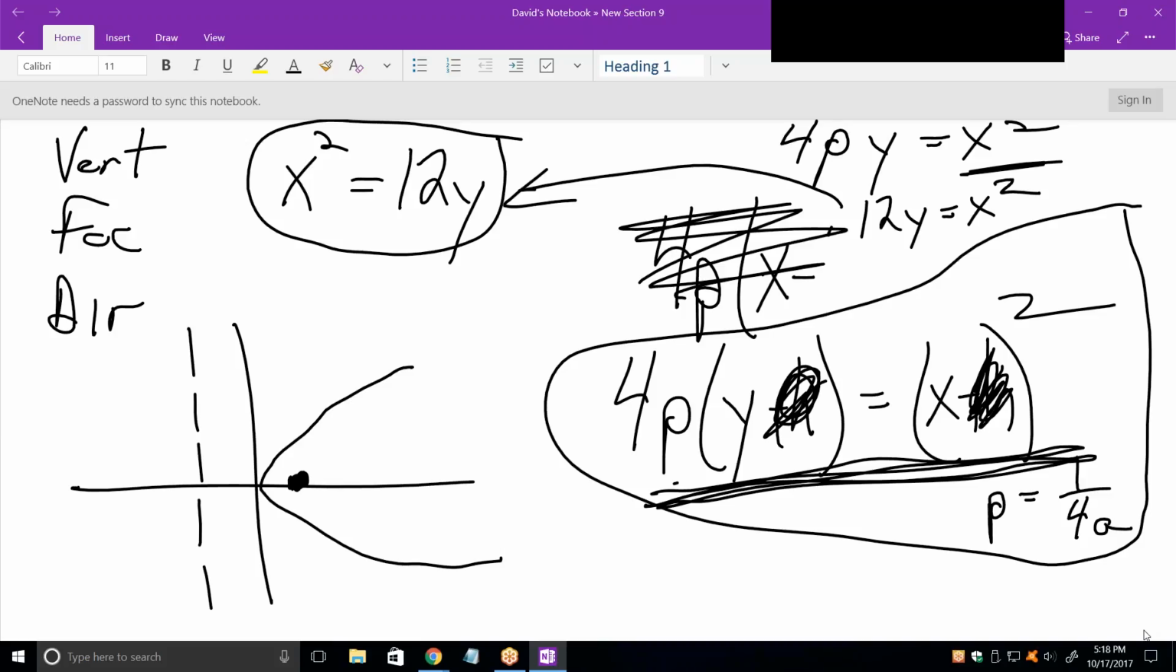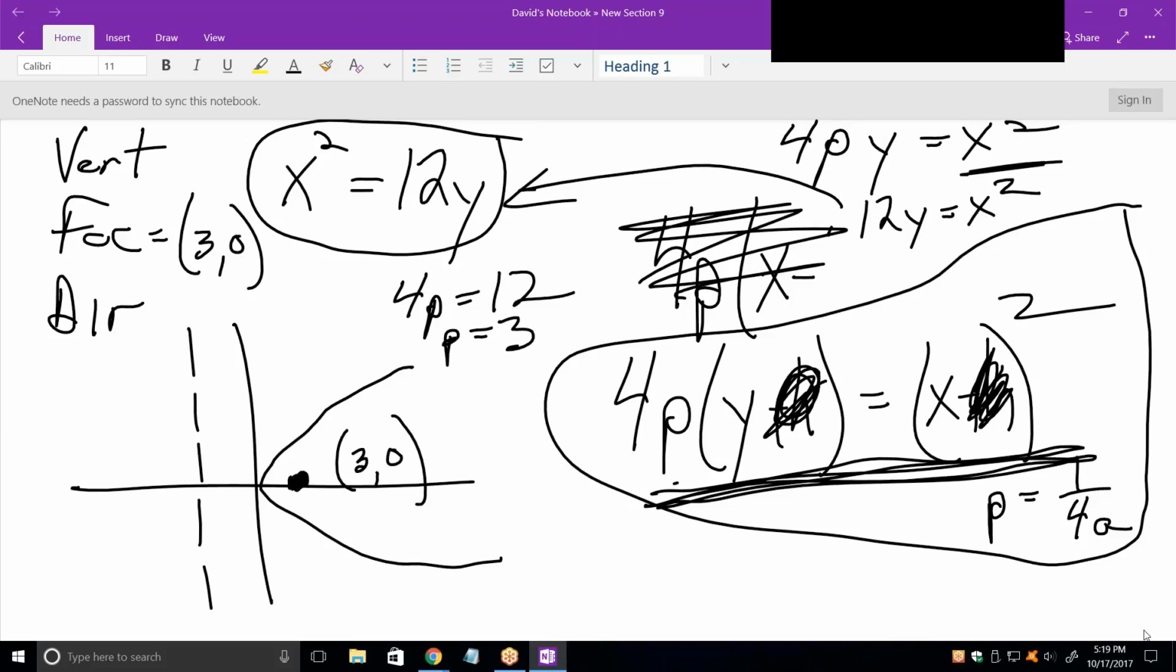Now, what that means is the coordinate of that focus is 3, 0. How does it become 3? Is it just because the 4 is there? Because what I do is I say 4P has to equal 12. The coefficient of the y is 12. And the standard format says 4P times y equals x squared. So solve that, you get P equals 3.